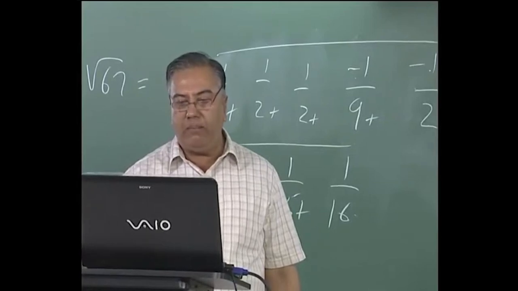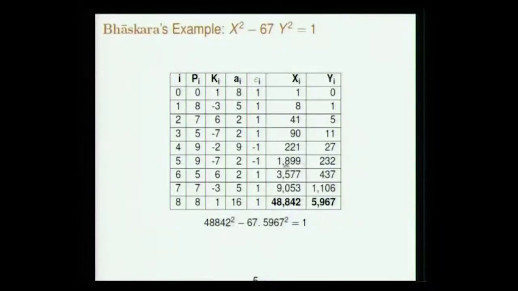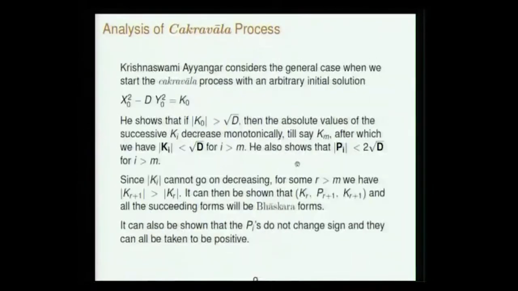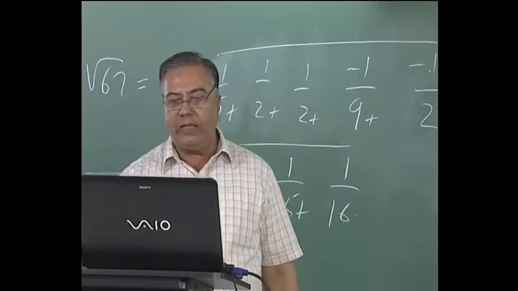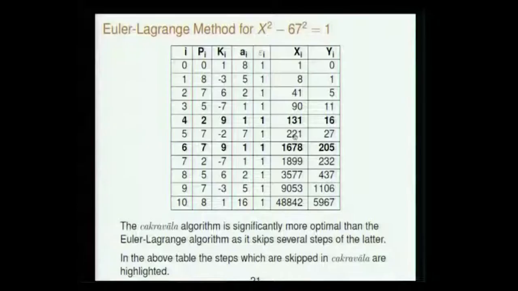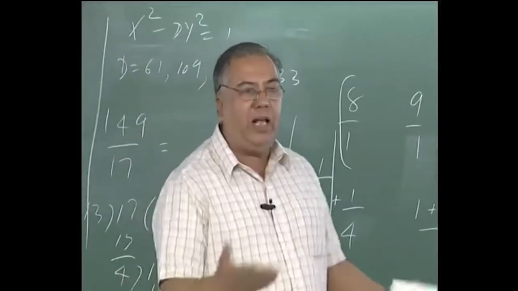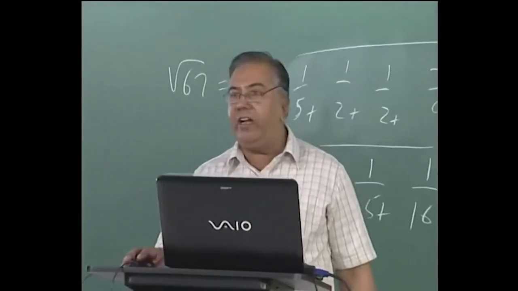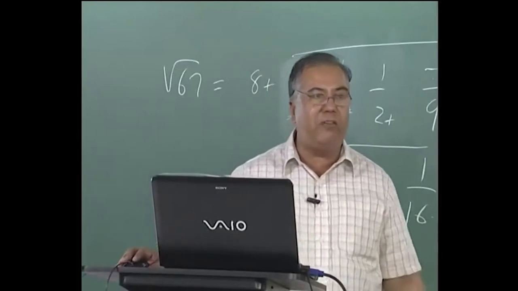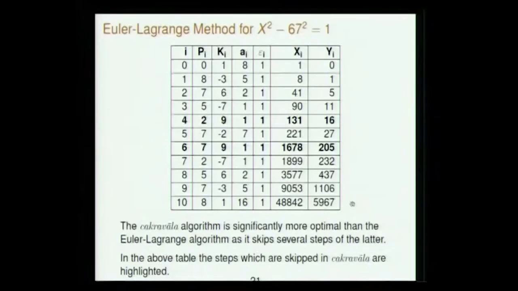So, if we remember, what was the next step in Chakravala? Next step is 221 and the step after that is 1899. Remember these two, we go and see the Euler-Lagrange process here. So, 90, it comes to 131, then goes to 221, then goes to 1678, then goes to 1899. So, two extra convergents are added, two extra steps are added in the Euler-Lagrange process. After all, historically, it did come 500 or 600 years after the Chakravala process. So, it has to have that much more weightage in it.